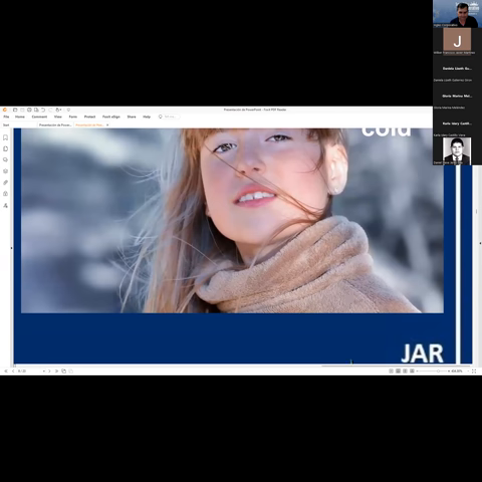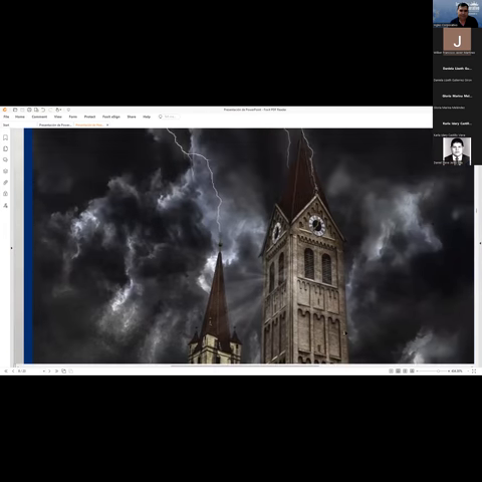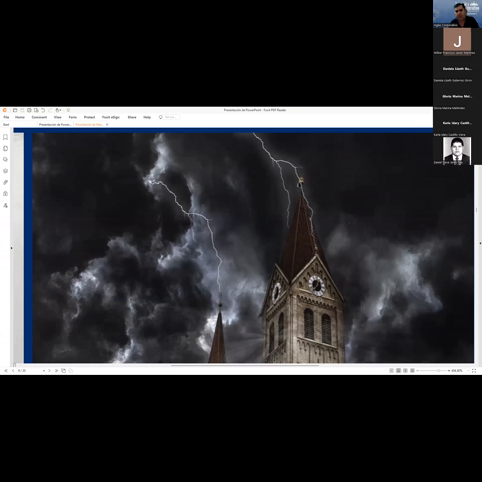Let's see. Look at this picture. Do you think that they use Photoshop in this picture? Obviously, right? Obviously, they use Photoshop in this picture. Electric storm. Yeah, there is an electric storm. But these churches are protected. Yeah? They have lightning rods. Lightning rods are these things. They make the electricity go to the ground, and then the churches don't suffer anything.